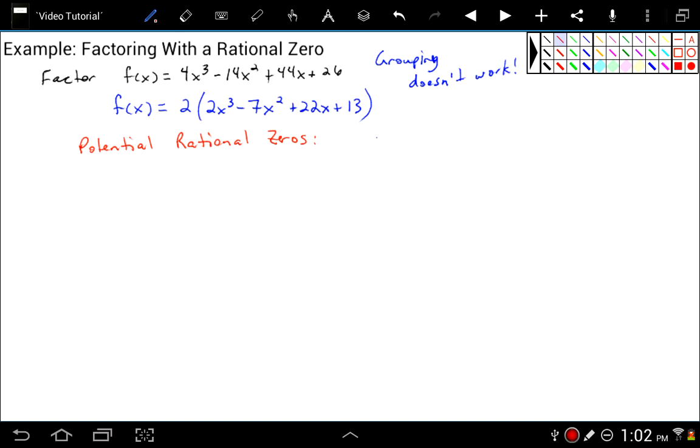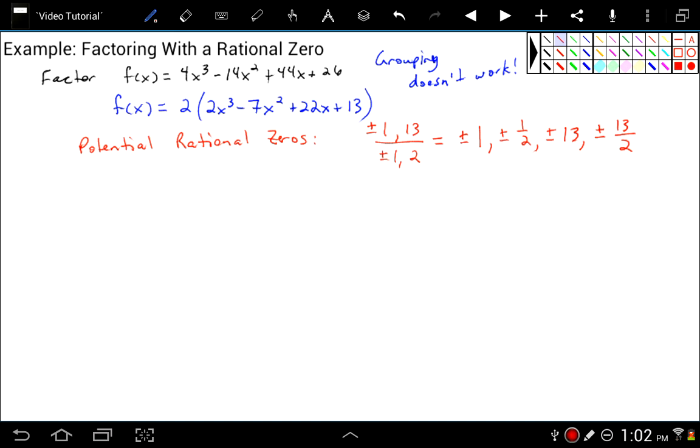So the numerators could be factors of 13, which are plus or minus 1 and 13, and on the bottom the denominators are the factors of 2, which are plus or minus 1 and 2. And so our list becomes, if I have a 1 on top, I could have plus or minus 1 over 1 or plus or minus 1 over 2. And if I have a 13 on the top, I could have plus or minus 13 over 1, which is just 13, and plus or minus 13 over 2. So I have 8 potential rational zeros that I need to check.